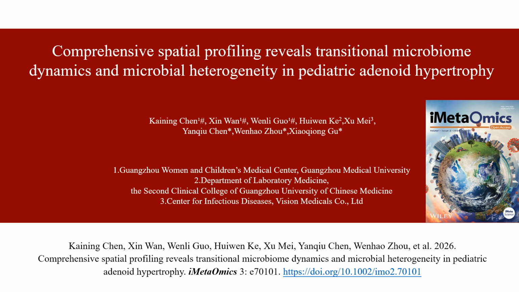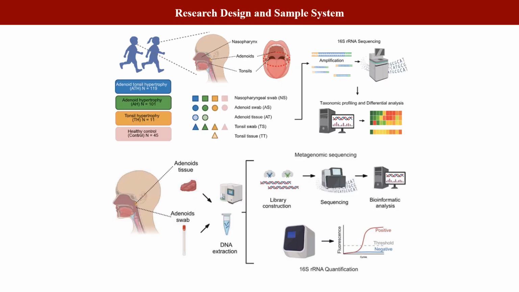Hello everyone, today I am honored to introduce to you a study: comprehensive spatial profiling reveals transitional microbiome dynamics and microbial heterogeneity in pediatric adenoid hypertrophy. The cohort includes 101 adenoid hypertrophy, 119 adenotonsillar hypertrophy, 11 tonsil hypertrophy and 45 controls. Sample types are nasopharyngeal swabs, adenoid swabs, tonsil swabs, adenoid tissues and tonsil tissues, 1149 in total. All were sequenced by 16S rRNA.